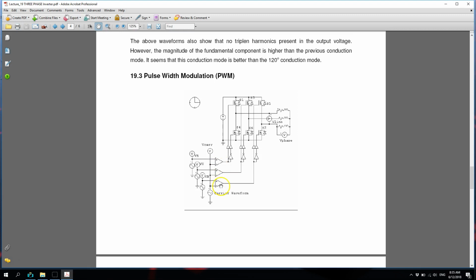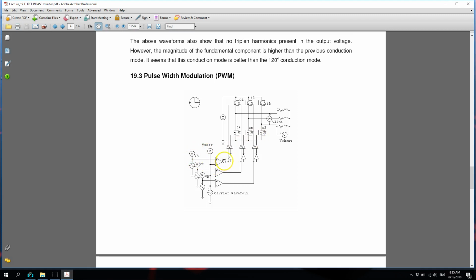So you need to have 3 comparators, and you're going to compare the 3-phase supply voltages V red, V yellow, and V blue with a triangular carrier signal. You compare with the same carrier signal, and for the output, whenever the modulating signal is greater than the carrier signal, you will create logic 1, the output will be 1. When the modulating signal is lower than the carrier signal, the comparator produces 0.